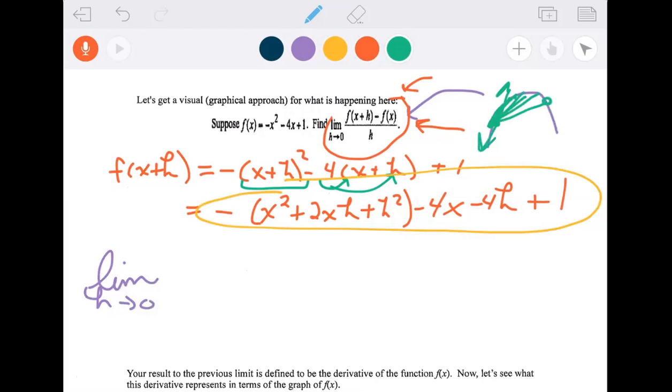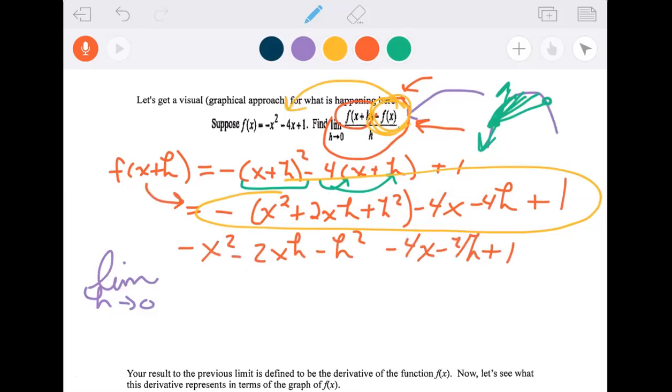So the next thing I need to do is take that stuff I just circled in yellow, the f of x plus h, I'm going to rewrite it. I have a negative x squared minus 2xh minus h squared minus 4x minus 4h plus 1. There's my f of x plus h. But then I'm supposed to subtract off f of x. So when I subtract this off, all those signs are going to change. So I'm going to write it down and distribute it in. I would have a positive x squared, a positive 4x, and a minus 1. Now I'm taking that limit.